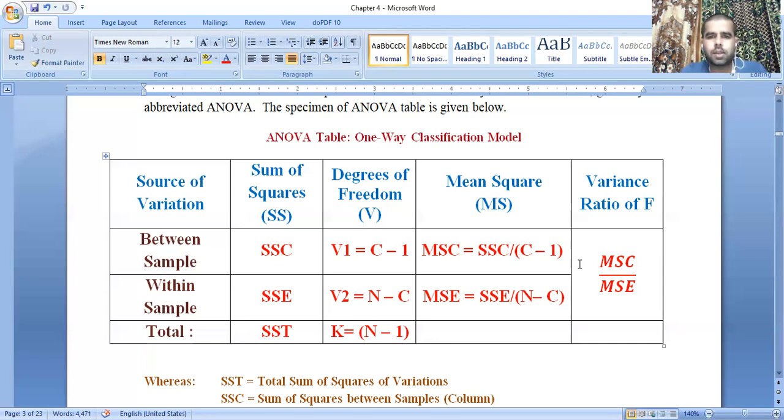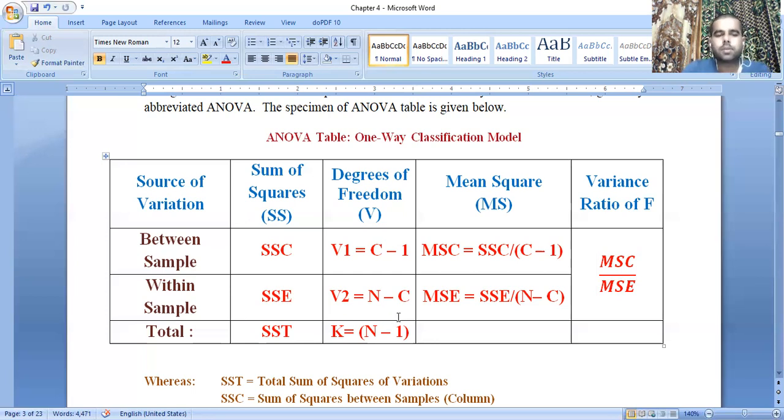Then mean square: MSC is equal to SSC divided by C minus 1. Then MSE is equal to SSE divided by N minus C. Finally you are going to get the MSC and MSE values, that is variance between the samples and variance within the samples. In today's class we are going to discuss the steps to get the SSC value, SSE value, and C minus 1, N minus 1, N minus C. These values we are going to get.